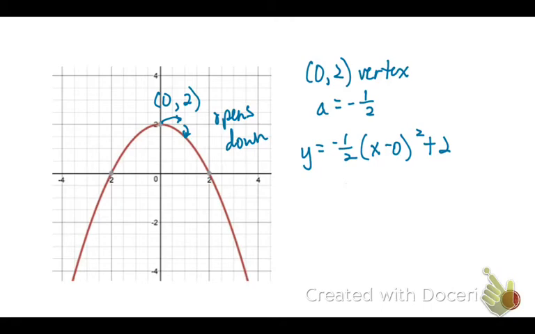Now we don't want to leave our equation like this because we can clean up our x term. So x minus 0 is simply x, and then we can just write that as y equals negative 1/2 x^2 plus 2. All right, this concludes the Part 2 notes of Concept 6, Transformations with Quadratics.